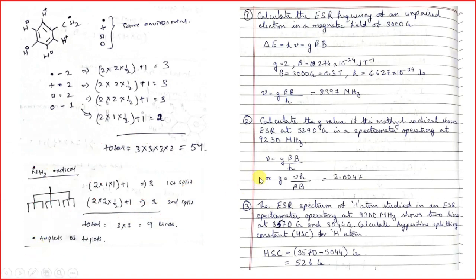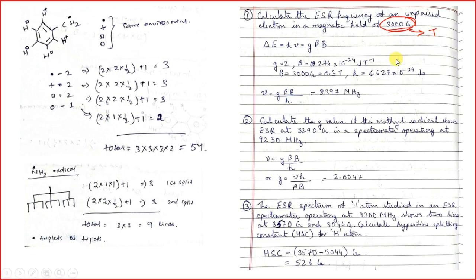Now next you can get some numericals from here. So let's discuss what type of numericals you can get. The first one is: calculate the ESR frequency of an unpaired electron in a magnetic field of 3000 Gauss. If the magnetic field is given in Gauss, please do not forget to convert it into Tesla.